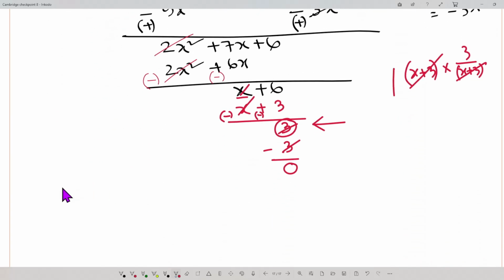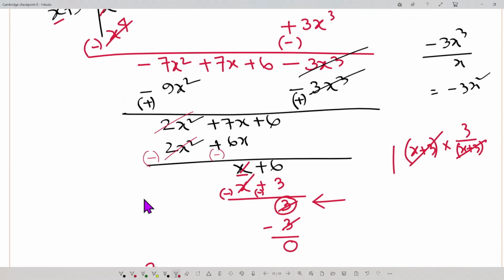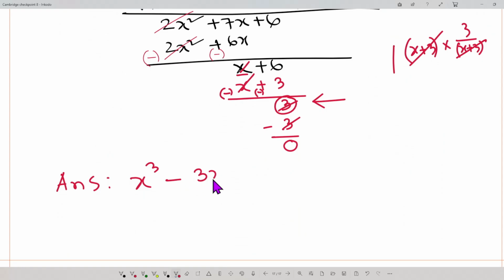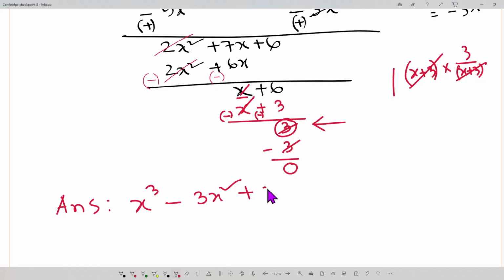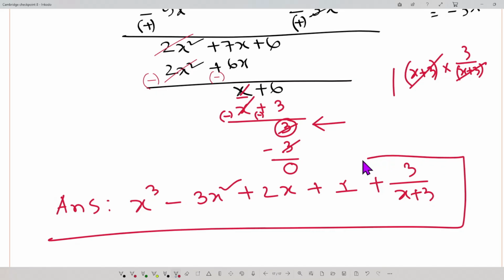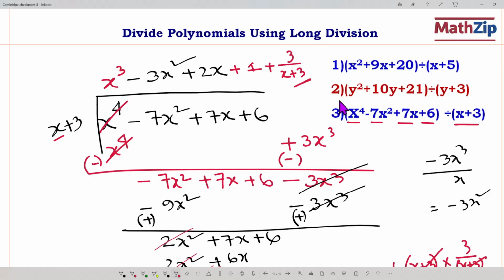It means we can write x cube, then minus 3x square, then plus 2x, plus 1, plus 3 by x plus 3. Very interesting. So no more today. I am trying to solve 3 polynomials and we divide them using the long division method.